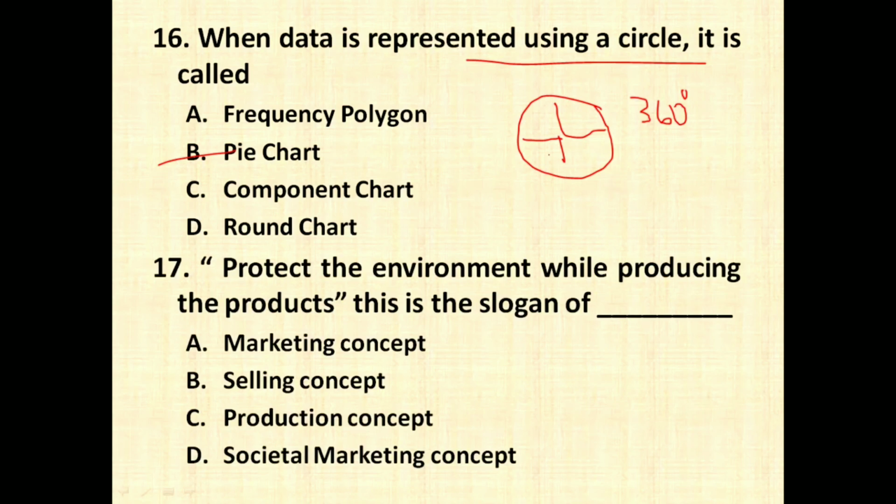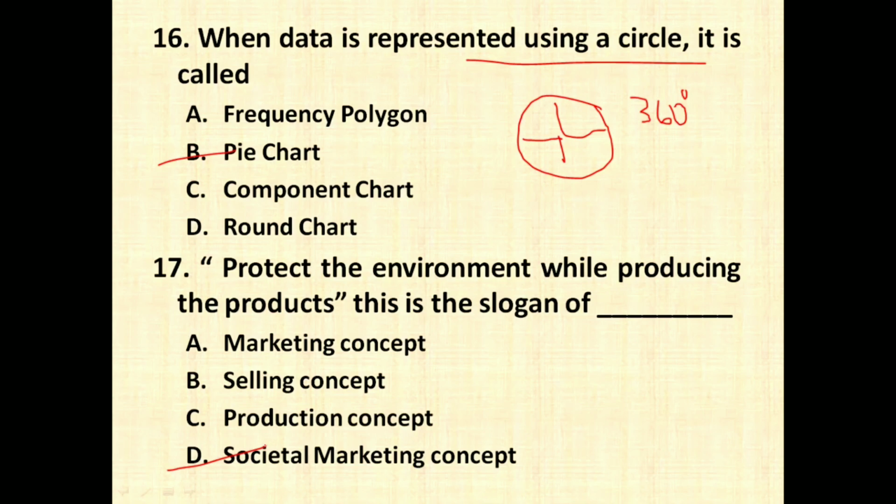Protect the environment while producing the product, this is a slogan of marketing concept, selling concept, production concept, societal marketing concept. So right option is option number D, that is societal marketing concept. Marketing concept says that whatever the customer wants, you have to give them that particular product.